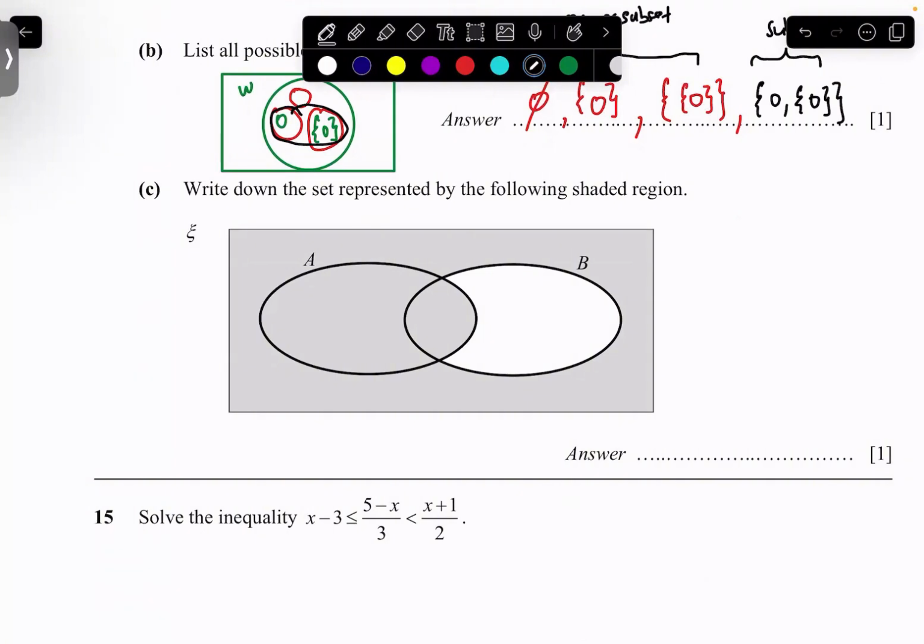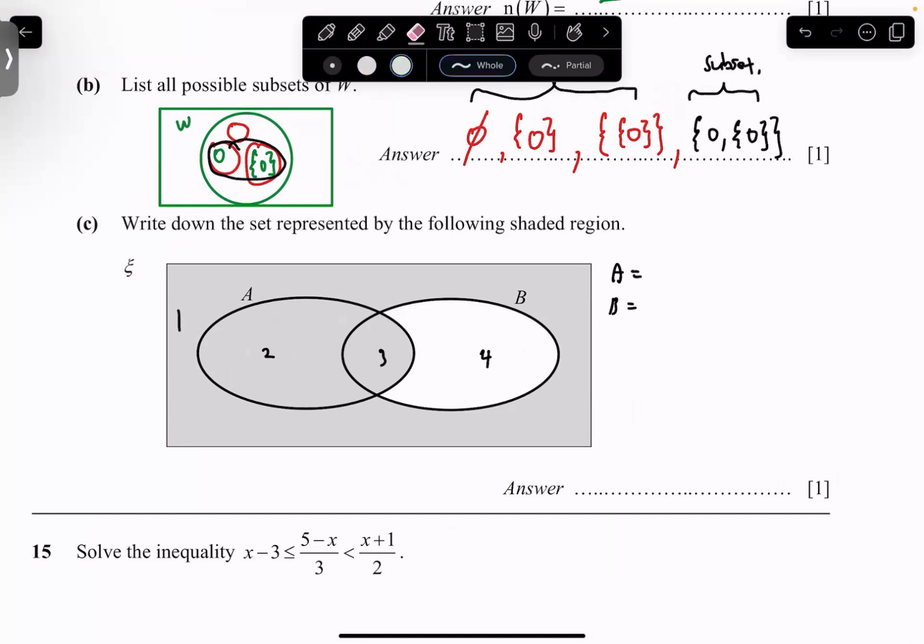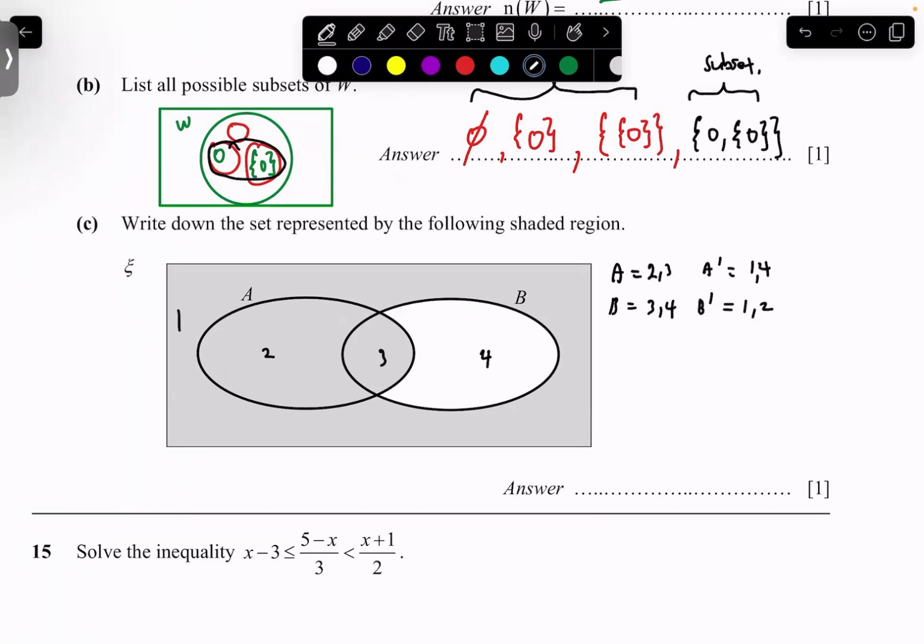Write down the set represented by the following shaded region. I like to use this method: label the regions 1, 2, 3, 4. So now let's see. What is A? A is the regions 2 and 3. B is the regions 3 and 4. A complement is the regions 1 and 4. B complement is the regions 1 and 2. Now I want 1, 2, 3. So there are 2 ways to do it. If you want 1, 2, 3, you just take note of regions 1, 2 and 2, 3. So you want all of them, so that will be a union: A union B complement.